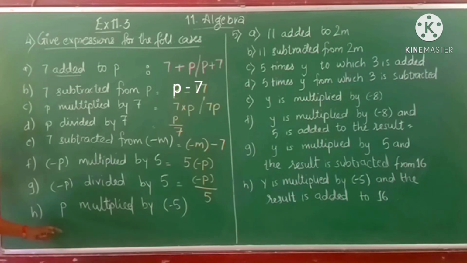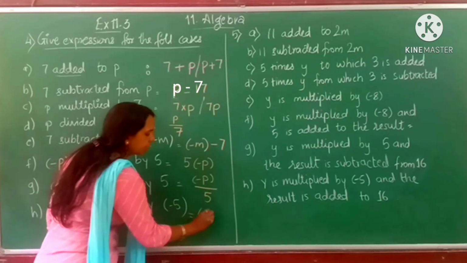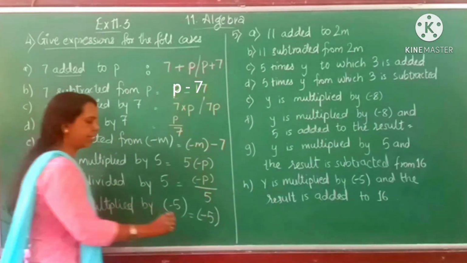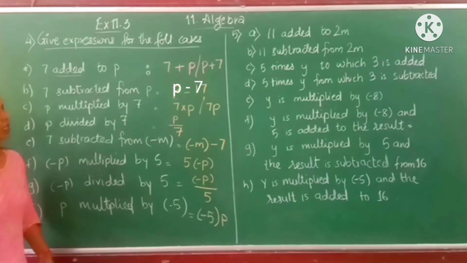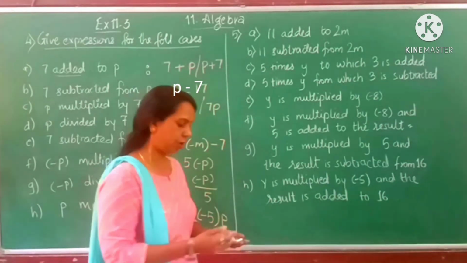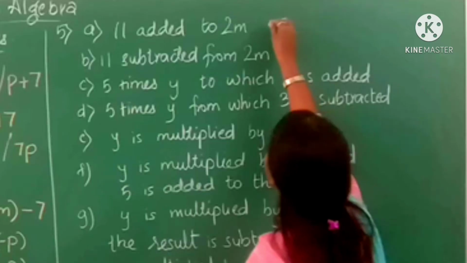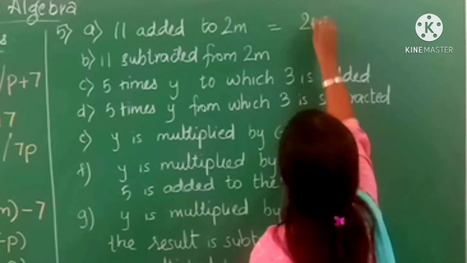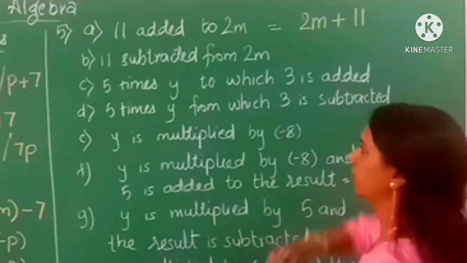Next is P multiplied by minus 5. So again in the bracket you will put minus 5 and it is multiplied by variable P. Correct? Now same question number 5 is there. You have to write the expression for the following cases. Here first is 11 added to 2m. So 2m, we have to write the expression and addition, you can write as 11.